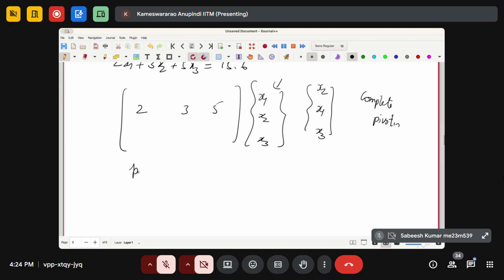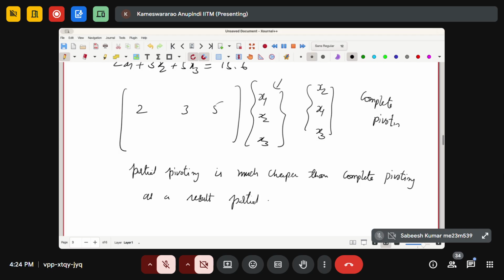Okay, so partial pivoting is much cheaper than complete pivoting. As a result, partial pivoting is commonly used. Okay, any questions so far?